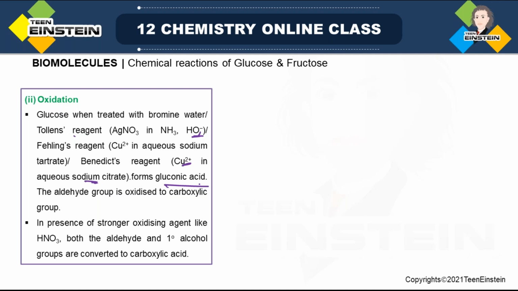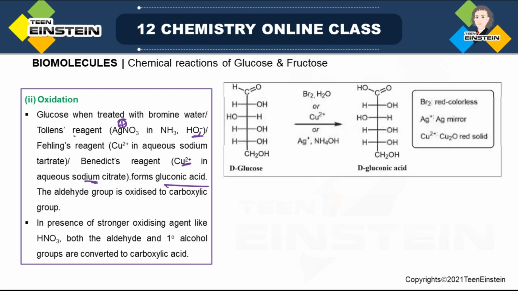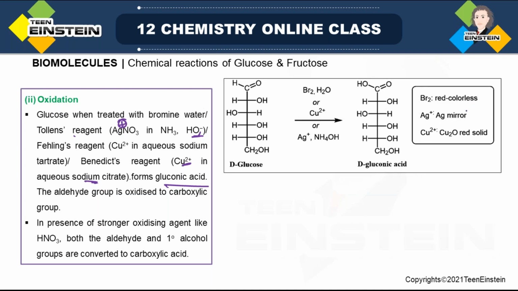And what is gluconic acid? Only the aldehyde group is oxidized to carboxylic acid. When it is Tollens reagent, Ag+ will be reduced to metallic silver. In case of bromine, bromine will be converted to HBr, that is from Br2 to Br minus. When it is Cu2+ in case of Fehling's and Benedict's, it will be reduced to Cu+. So in all cases, the oxidizing species itself is reduced. So the product is D-gluconic acid. You can take any of these oxidizing agents, and these are the fates of the reagents.